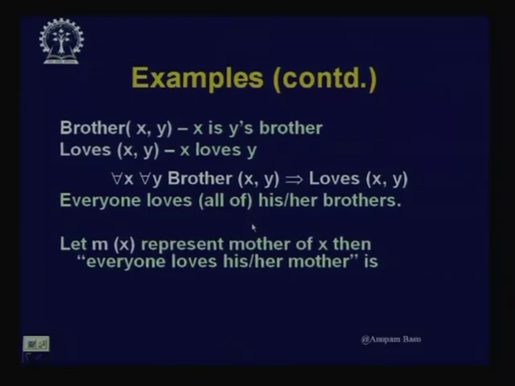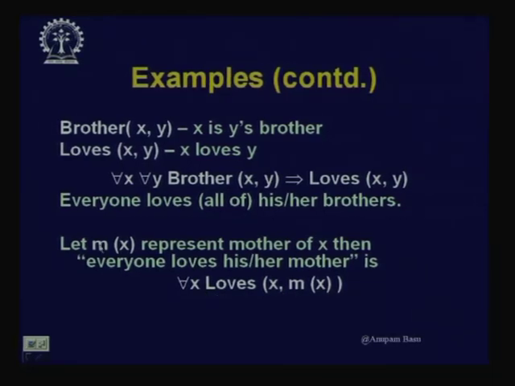Now, let m x represent mother of x. Then I want to express the English sentence, everyone loves his or her mother. How would I express it? You can think yourself. Let us suppose by m x I denote, m is a predicate, this predicate will denote mother of x, and I want to express everyone loves his or her mother. What would be a correct first order predicate logic sentence in order to express this? It would be for all x loves x m x.